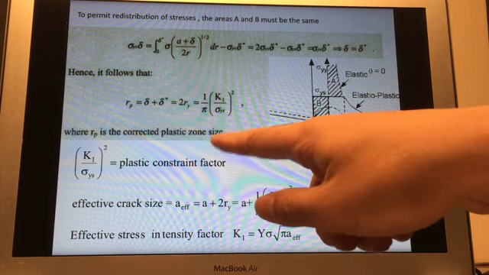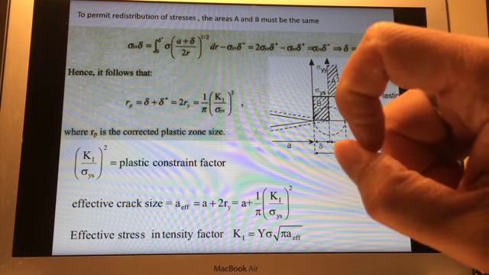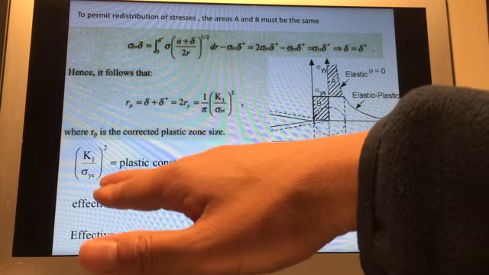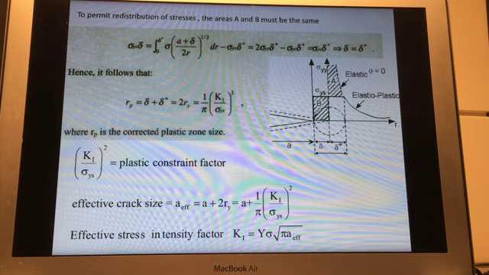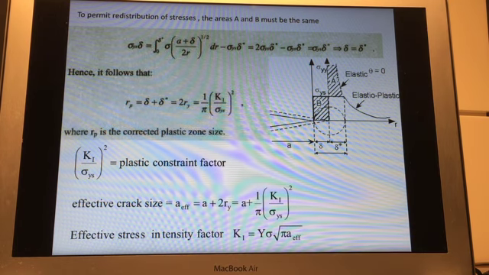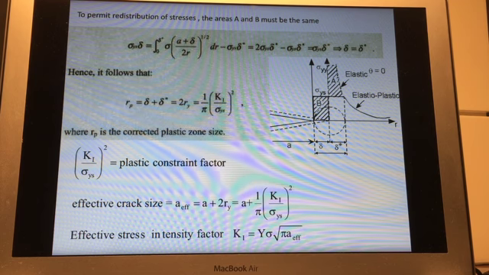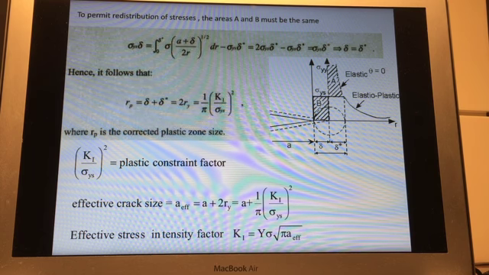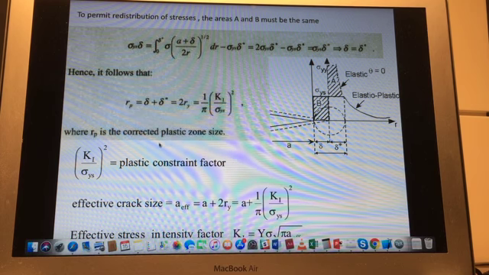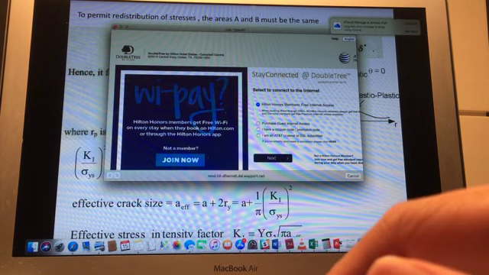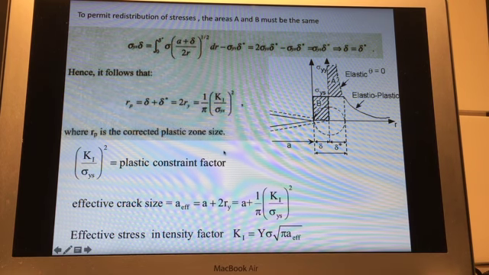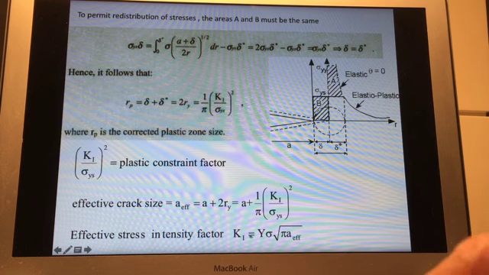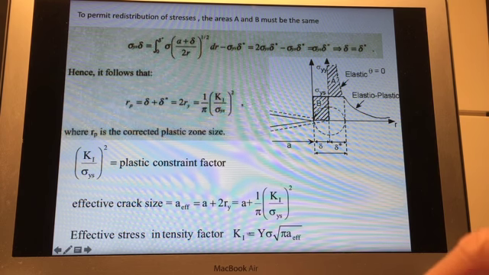You can further define K_I divided by the yield strength, squared, as the plastic constraint factor. The effective crack size, a effective, equals a plus 2 Ry. So the effective stress intensity factor will be Q1 equal to that expression.